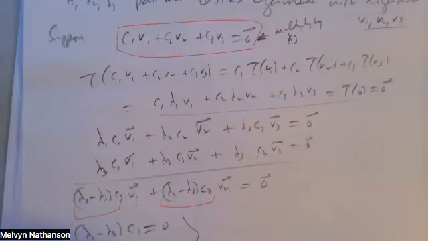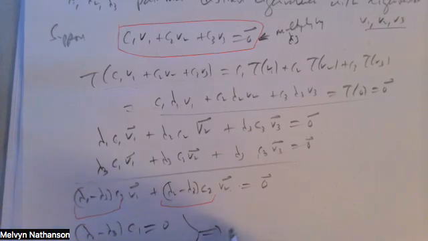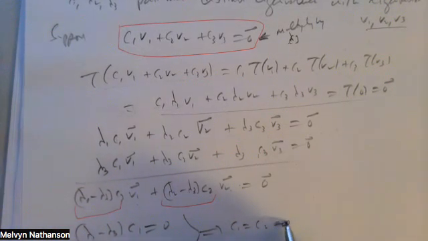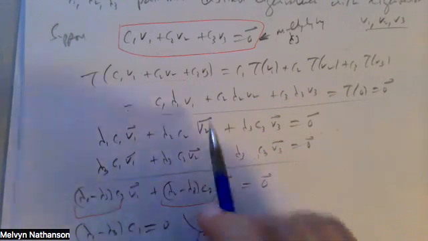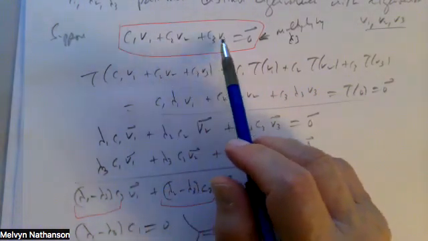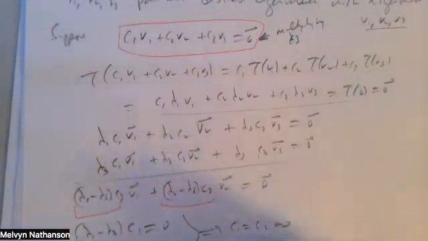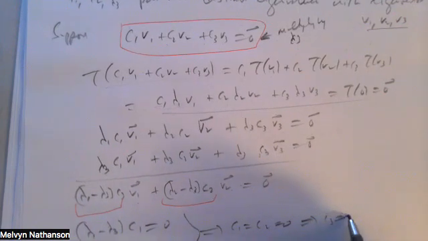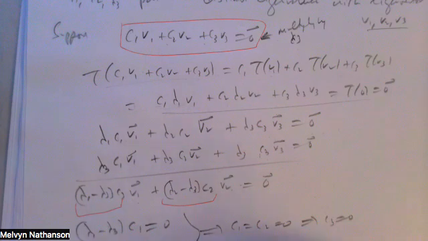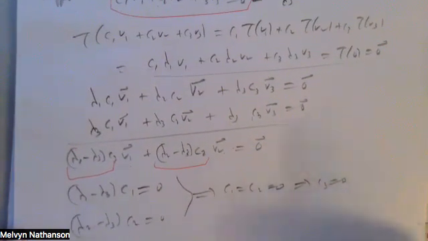But these numbers are different from 0. Lambda 1 and lambda 3 are different. Lambda 2 and lambda 3 are different. These are non-zero. So C1 and C2 have to be 0. But if C1 and C2 are 0, C3 V3 is 0. So C3 is 0. So these three eigenvectors with distinct eigenvalues are linearly independent.